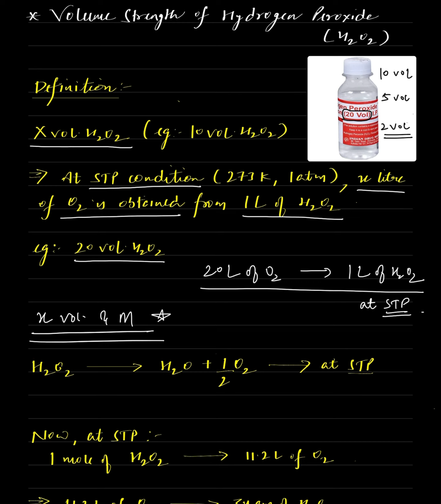So if we conduct this reaction at STP, we know at STP, 1 mole of any gas is equal to 22.4 liter. This is a standard thing, right? Now here H2O2 is 1 mole according to stoichiometry, and O2 is how much? O2 is a gas which is half mole. So if 1 mole is 22.4, then half mole is 22.4 by 2, which is 11.2 liters. So I can say that 11.2 liter O2 is obtained from 1 mole of H2O2.